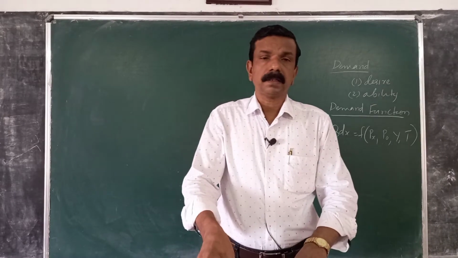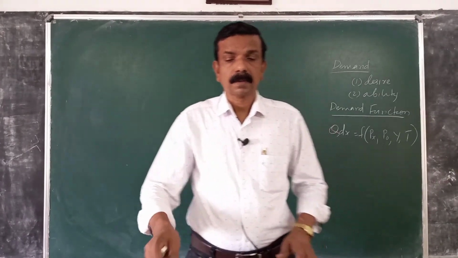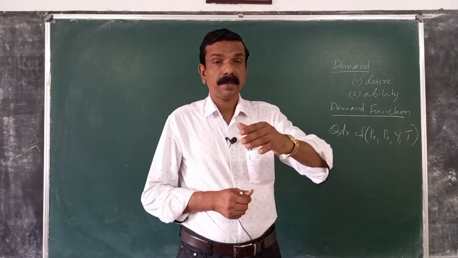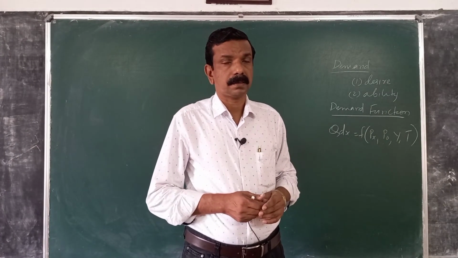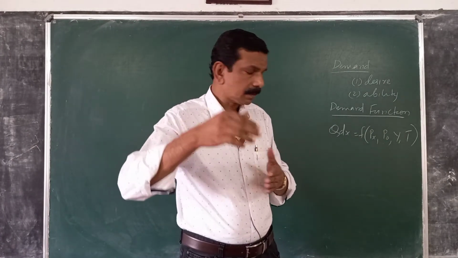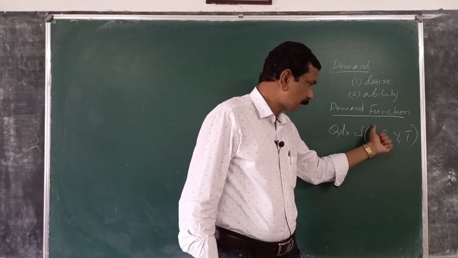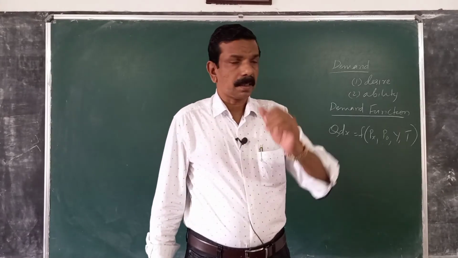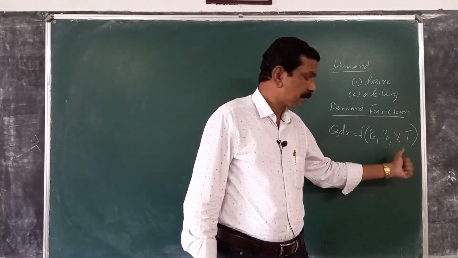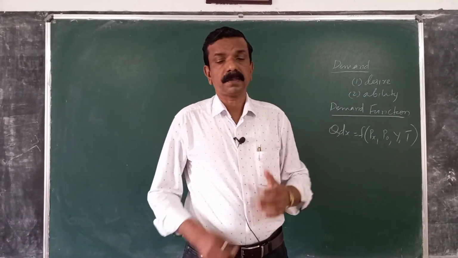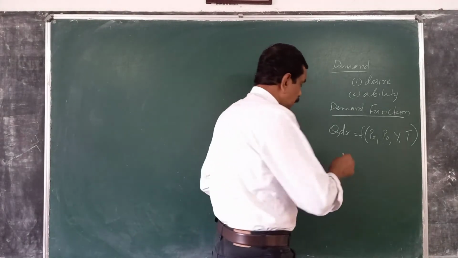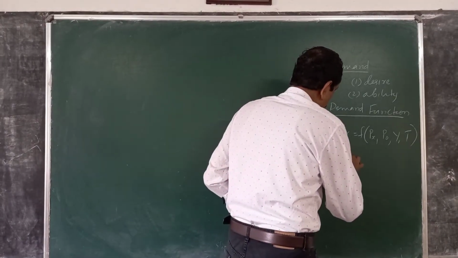The functional relationship between quantity demanded of a commodity and various factors determining it. The various factors determining it include price of the commodity, prices of substitutes and complements, income of the consumer, tastes and preferences, etc. Now we define individual demand for a commodity.